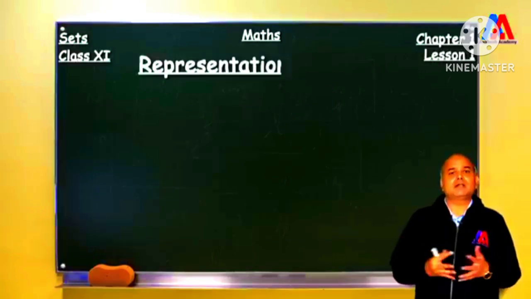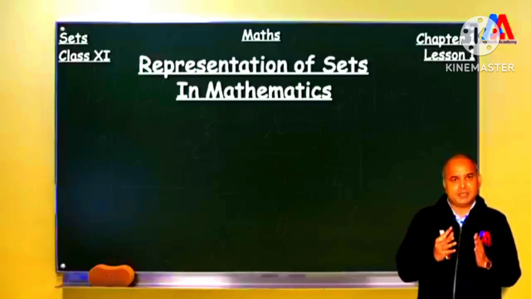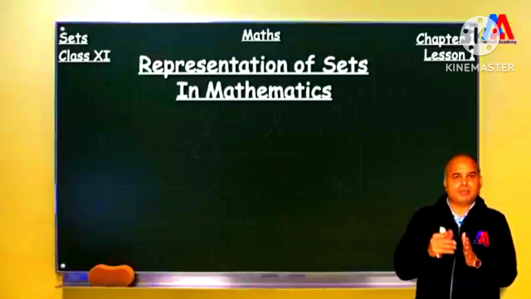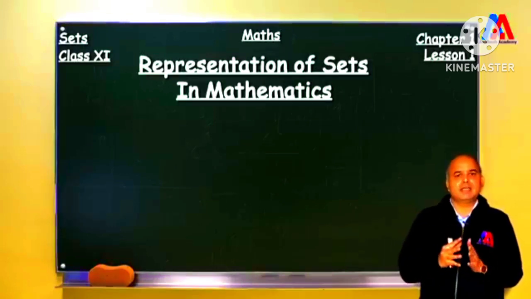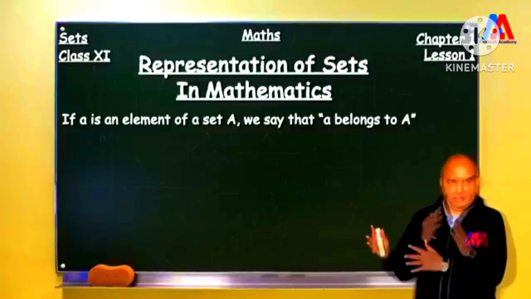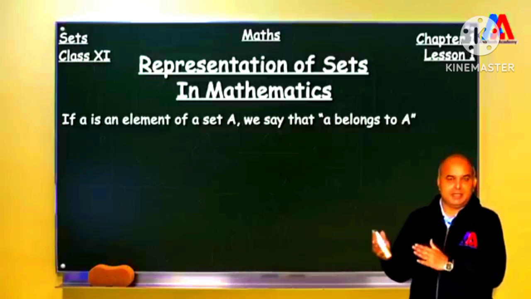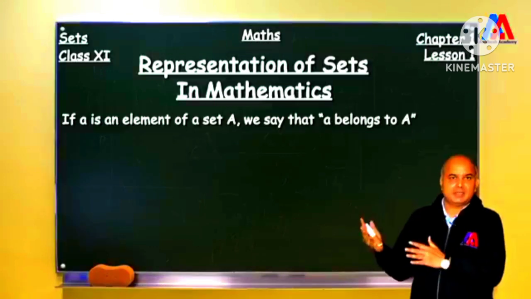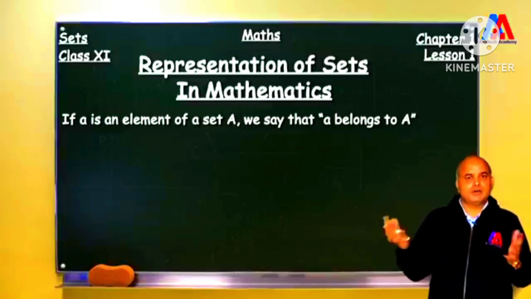Now how do we represent the sets in mathematics? Suppose a particular element belongs to a particular set, then generally we say, if a is an element of set A, we generally say a belongs to A. That means small a belongs to capital A. Small a is an element and capital A is the set. So this is how we normally represent.